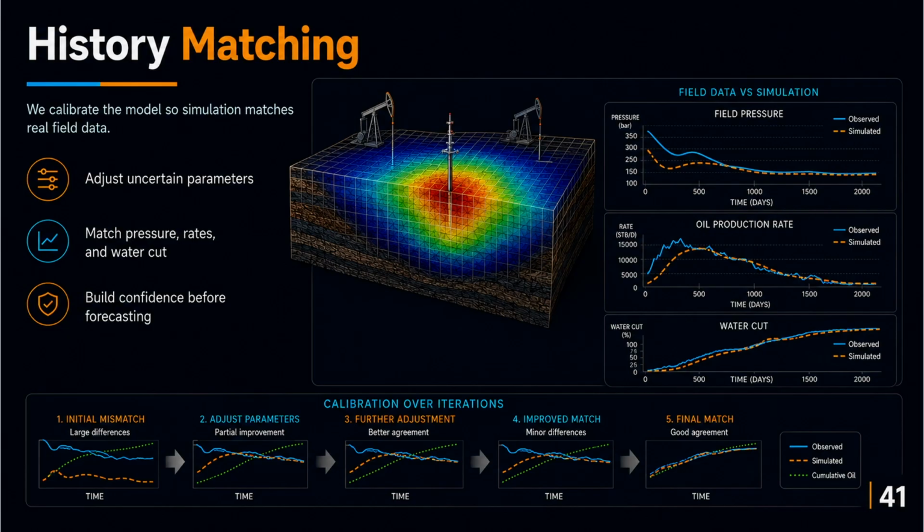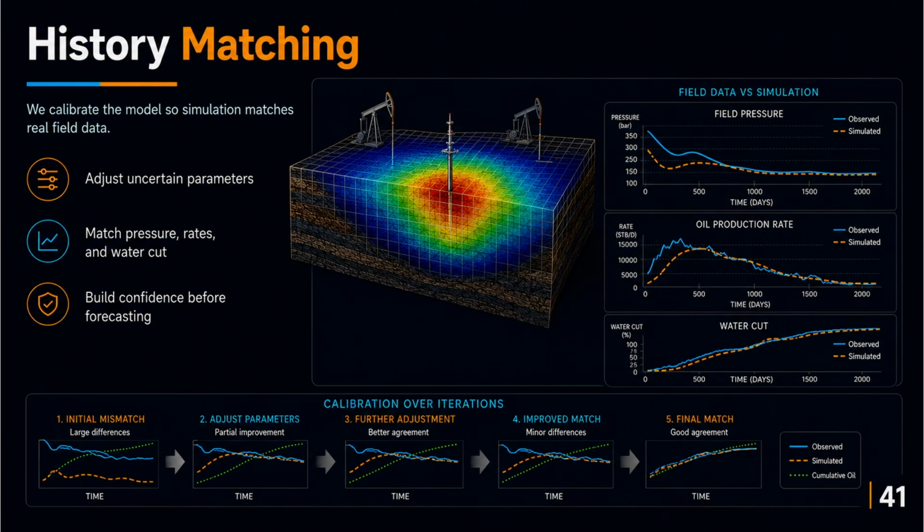But the goal is not to force a perfect visual overlap. The goal is to build confidence before forecasting. If a model cannot reproduce the past, we should be careful about trusting its future prediction. For CO₂ storage and UHS, history matching can use pressure monitoring, plume imaging, injection data, and production or withdrawal data. This makes the model more field-informed and more useful for real decisions.